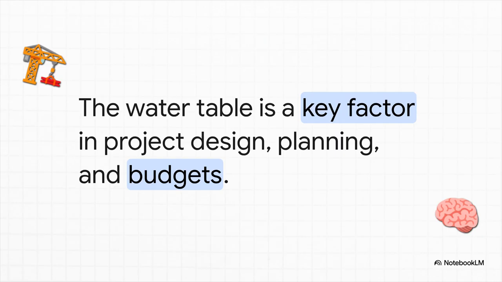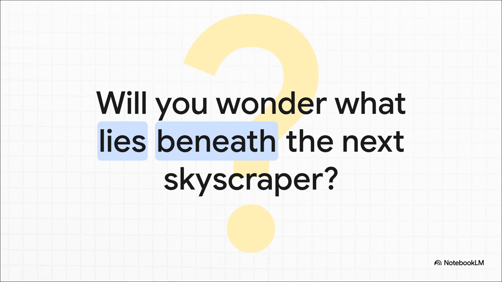So, what's the big takeaway here? It's this: that one little number on the soil report, the depth of the water table, isn't just a boring piece of data. No way. It is one of the most critical factors there is. It directly impacts the design, the schedule, and maybe most importantly, the final cost of the entire project. So, next time you're walking through a city and you see a massive skyscraper reaching for the clouds, just take a second. Think about what's going on beneath your feet, and maybe you'll wonder, what incredible, unseen engineering is down there, silently fighting back against the constant pressure of all that underground water?